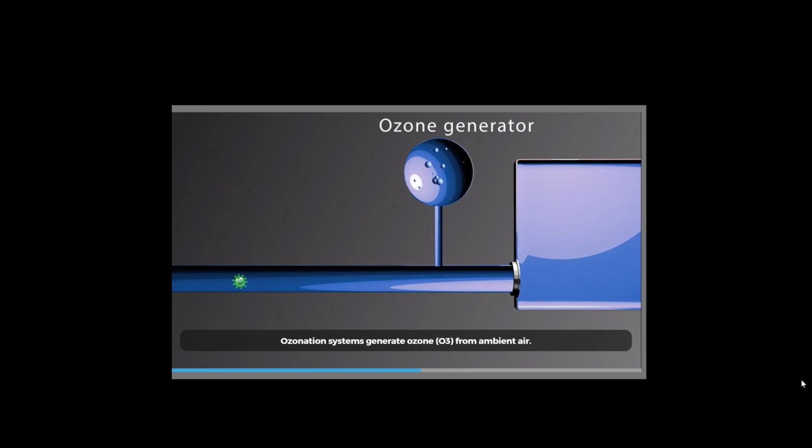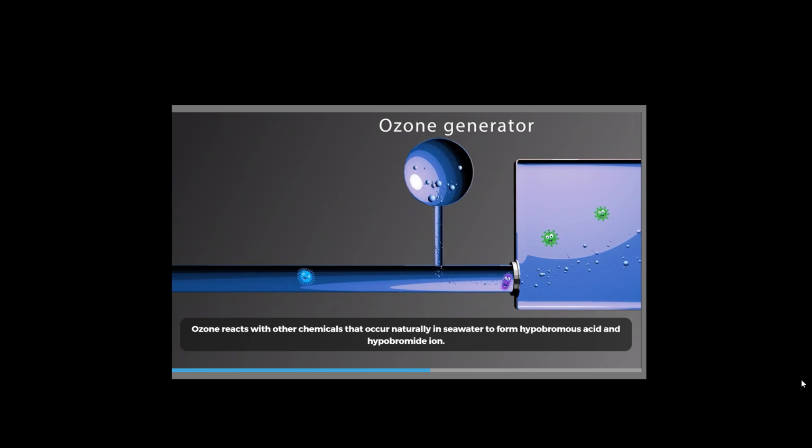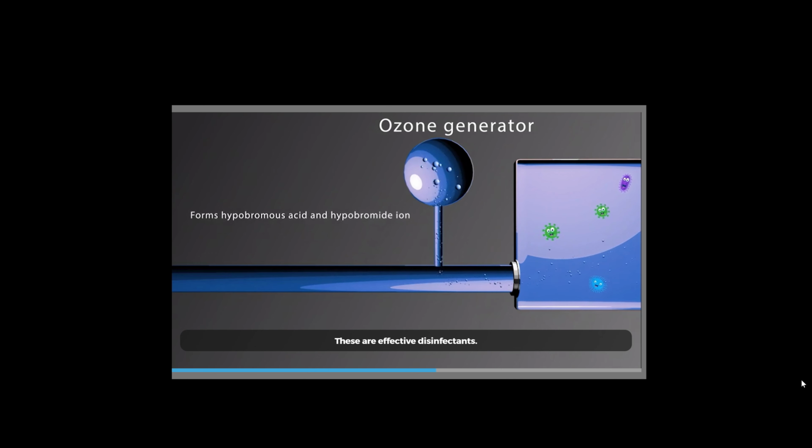Ozonation systems generate ozone, O3, from ambient air. Ozone is injected into the incoming ballast water to oxidize and neutralize aquatic species. Ozone reacts with other chemicals that occur naturally in seawater to form hyperbromous acid and hyperbromide ion. These are effective disinfectants. Where ships take on fresh water as ballast, for example, ports located in lakes or rivers, brominated compounds are not formed and the ozone alone acts as disinfectant.